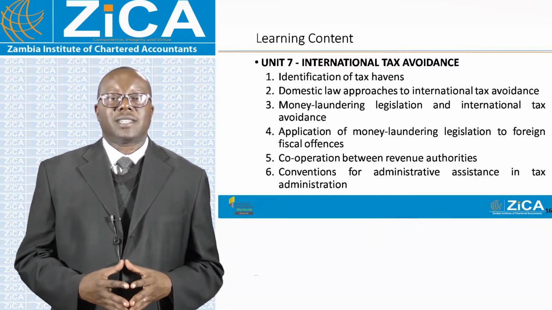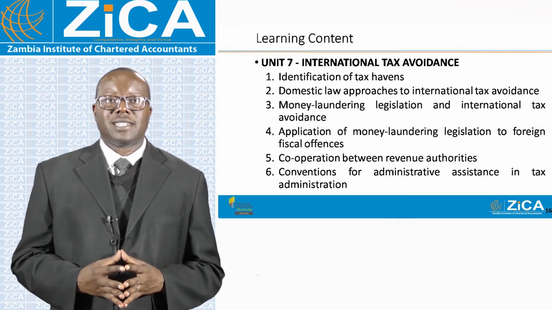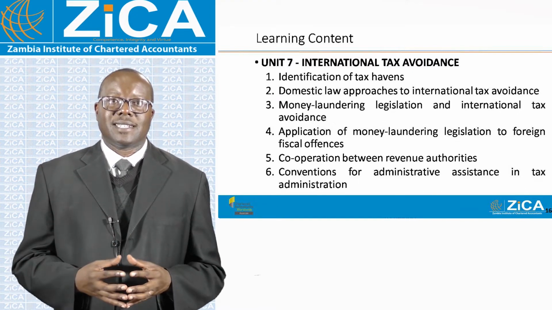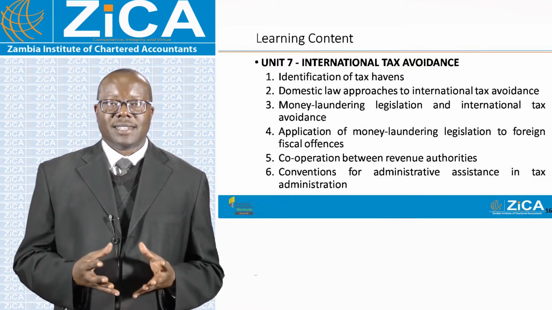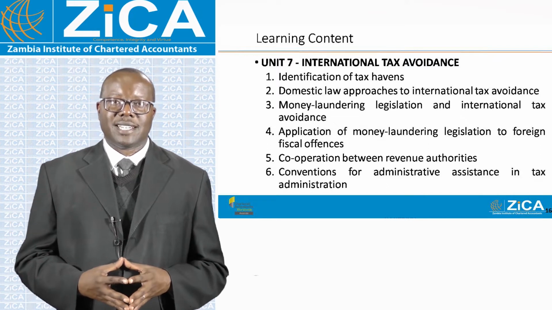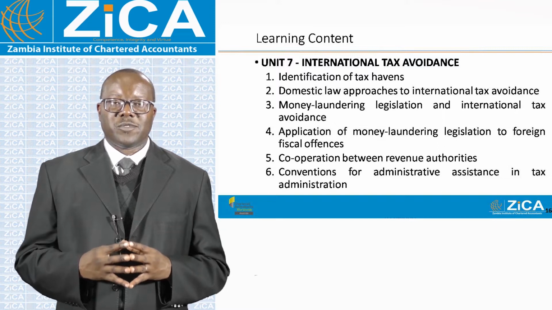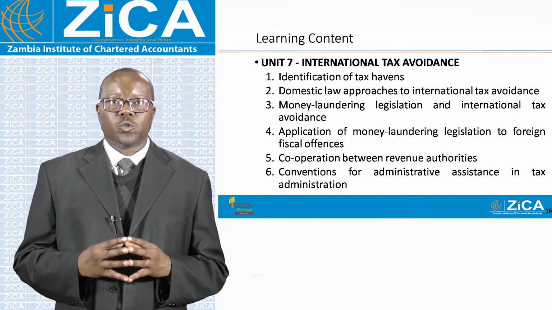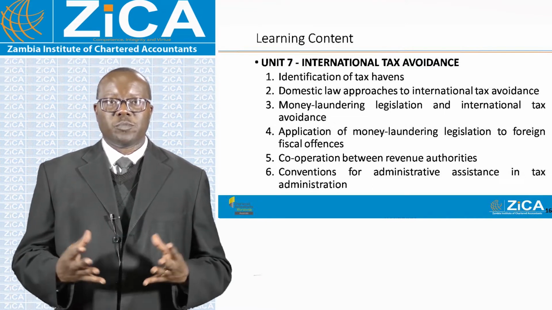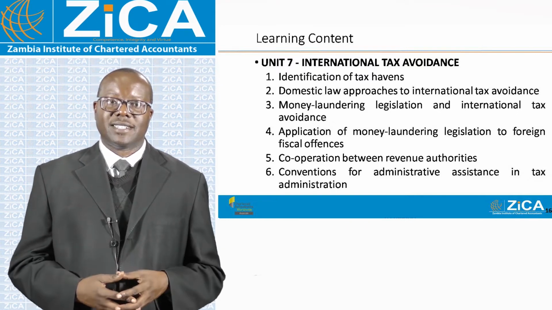Unit number 7, international tax avoidance. Multinational enterprises take steps to avoid taxes internationally. Tax avoidance, as it is well known, is not a crime. All it involves is taking steps to minimize taxes by taking advantage of any loopholes within tax legislation in various countries.